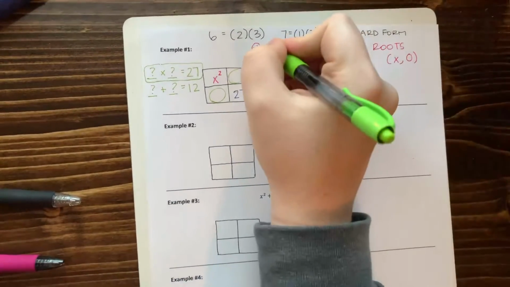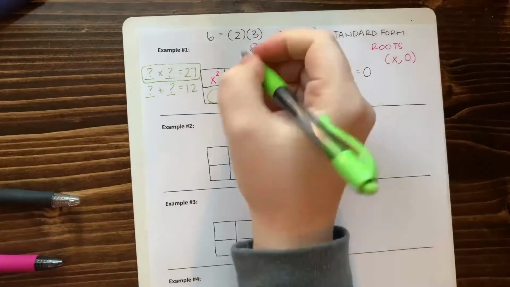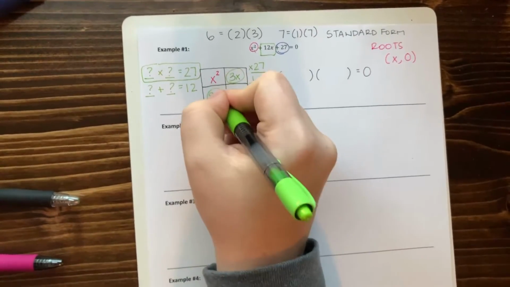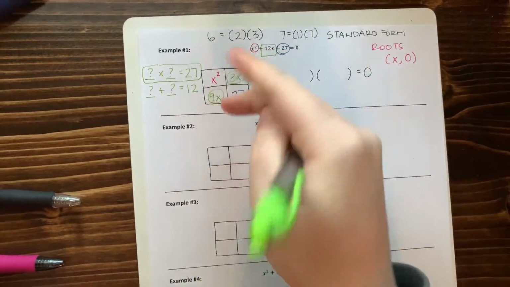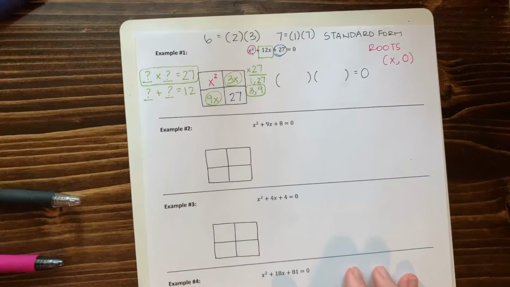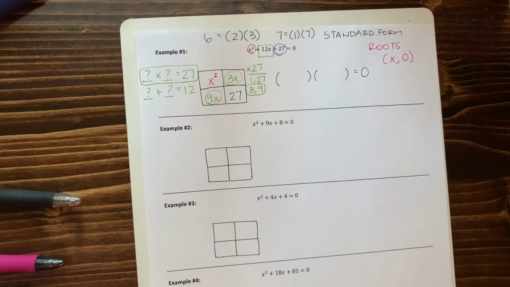So I'm going to take 12x and now I'm going to split it into two groups. 3 of those x's are going to be here and 9 x's are going to be here. It doesn't matter which one I put them in. So I could have put 9x at the top and 3x on the bottom. That does not matter.